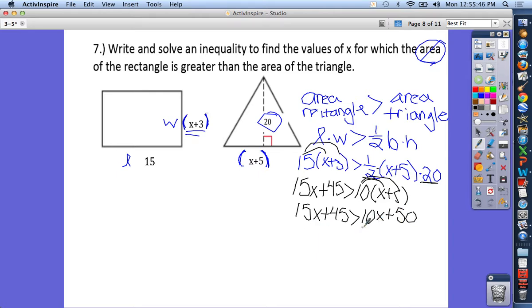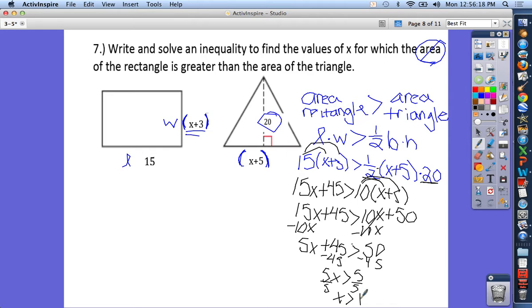I think it's easier to move the smaller of the variables, so subtract 10x from both sides. 15x minus 10x is 5x plus 45 is greater than 10x minus 10x is 0, plus 50 is 50. Subtract 45, subtract 45, and you get 5x is greater than 5. Divide by 5, divide by 5, x is greater than 1. So it said find the values of x for which the area of the rectangle is greater than the area of the triangle. It's everything for x is greater than 1.